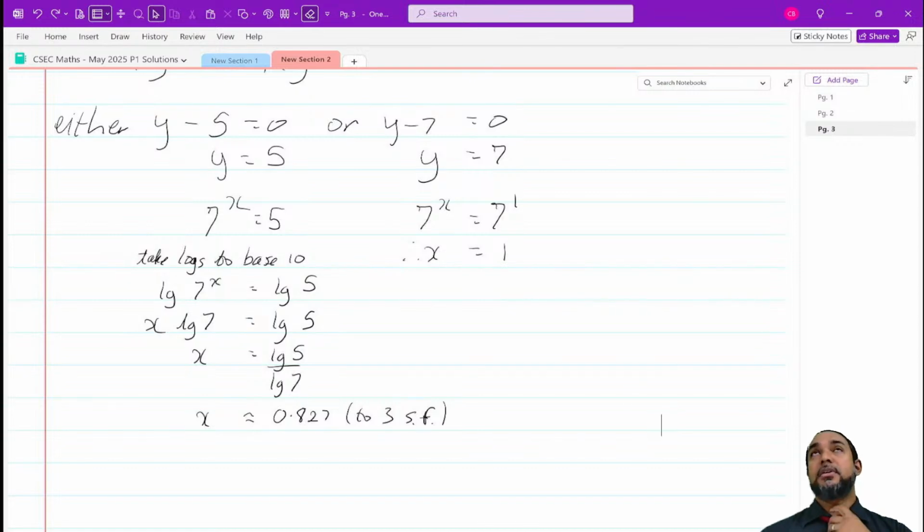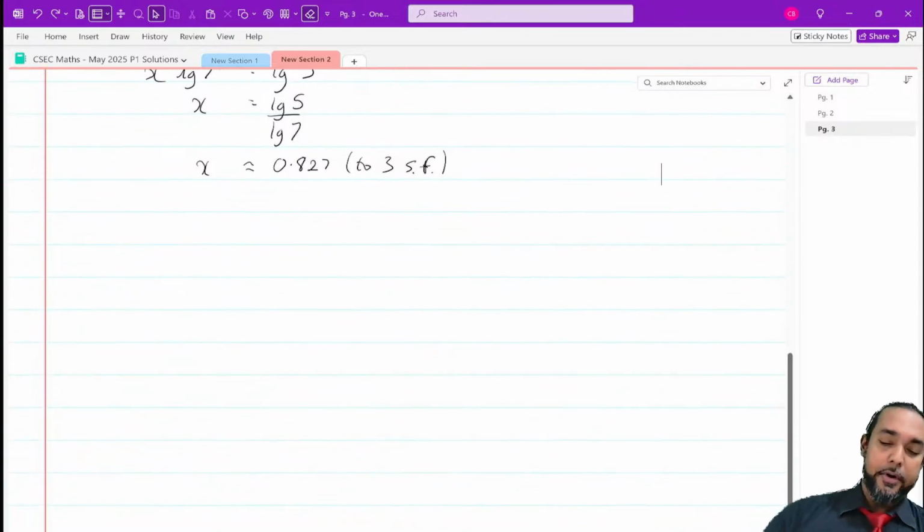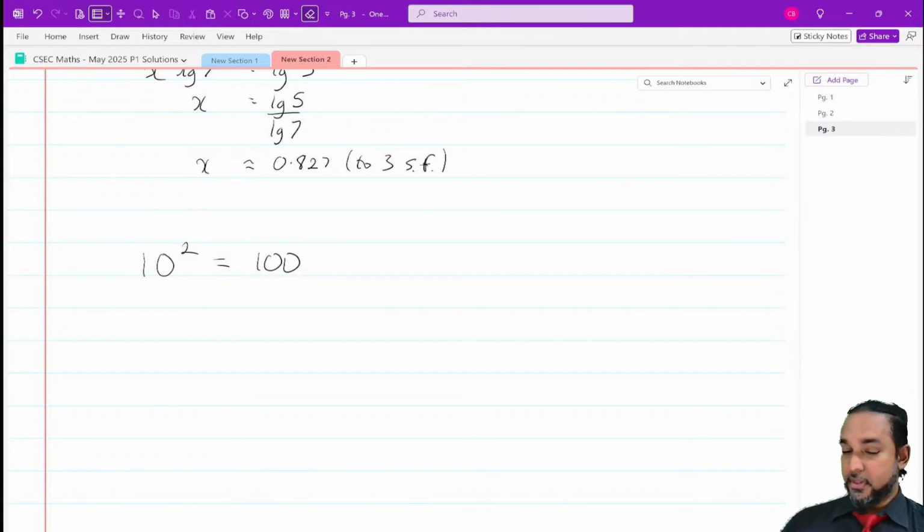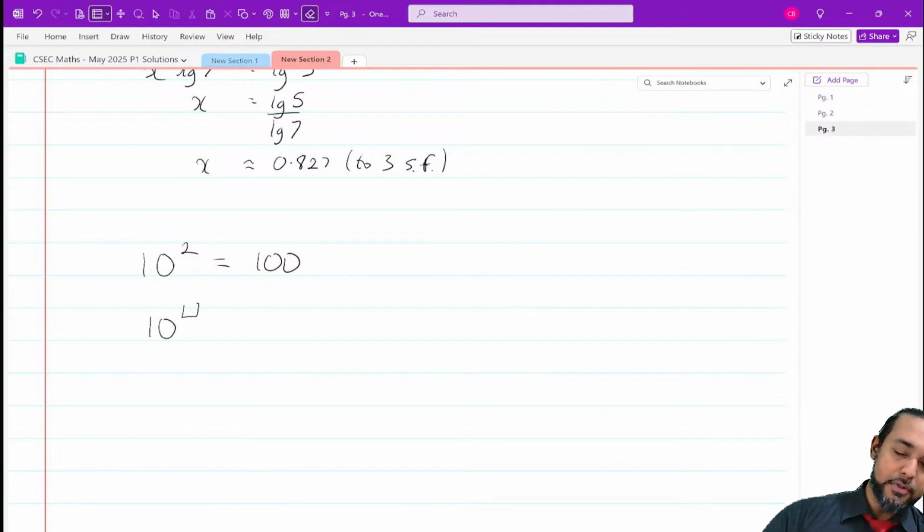Now, logs can be taught in conjunction with or just after indices, because that's all it is. Let me show you real quick. Okay, so let's say I give you 10 to the power 2 is equal to 100. That statement makes sense, right? 10 squared is 100. So this is what we call an index form. Now, let's say we didn't know what that power was, just for the sake of simplicity.